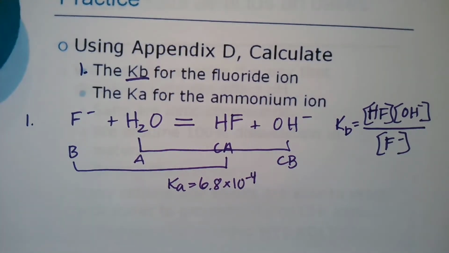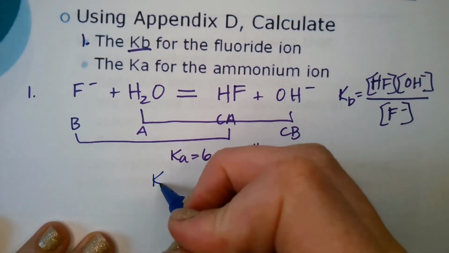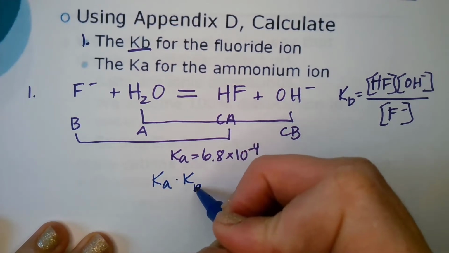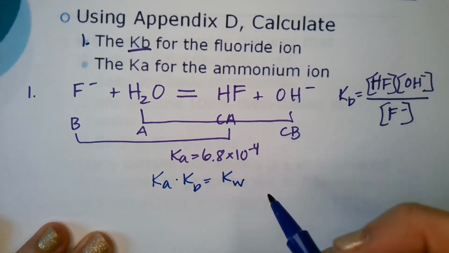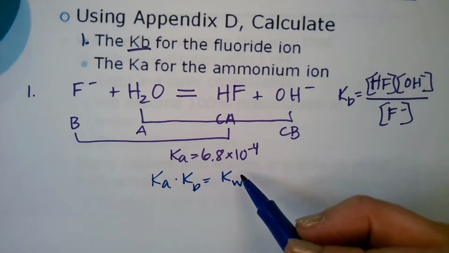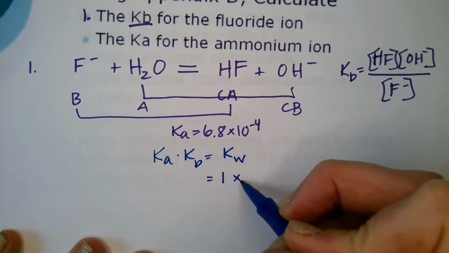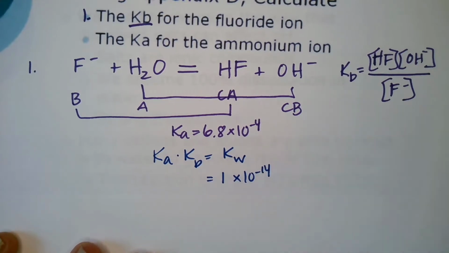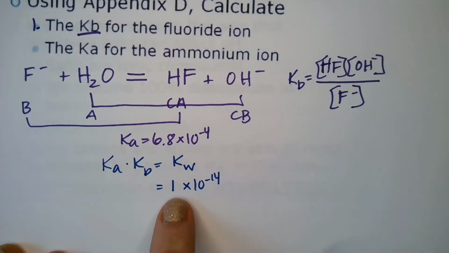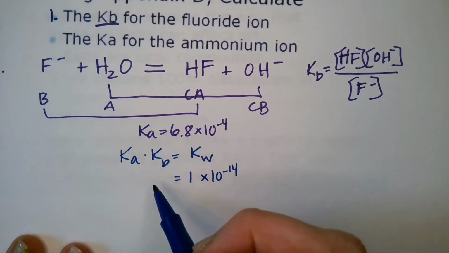So Ka is 6.8 times 10 to the negative 4. And what we do know is that Ka times Kb is equal to Kw. And the constant, which means it doesn't change, the constant for water is 1 times 10 to the negative 14.